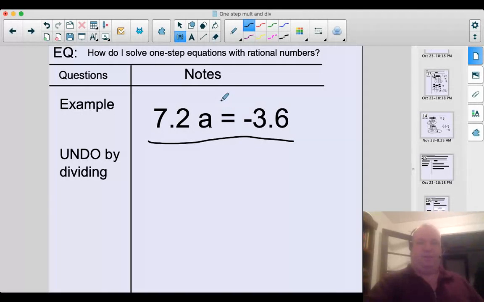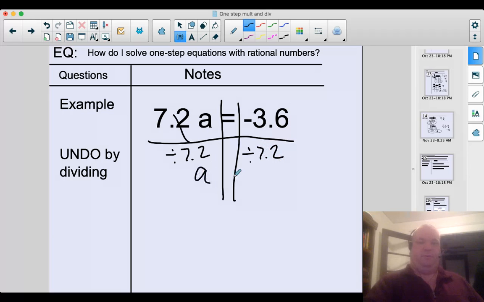Train tracks always. Okay, A is being multiplied by 7.2. I can undo that by dividing by 7.2. Okay. I have a negative divided by a positive. I know my answer will be negative. And I've got 3.6 divided by 7.2.